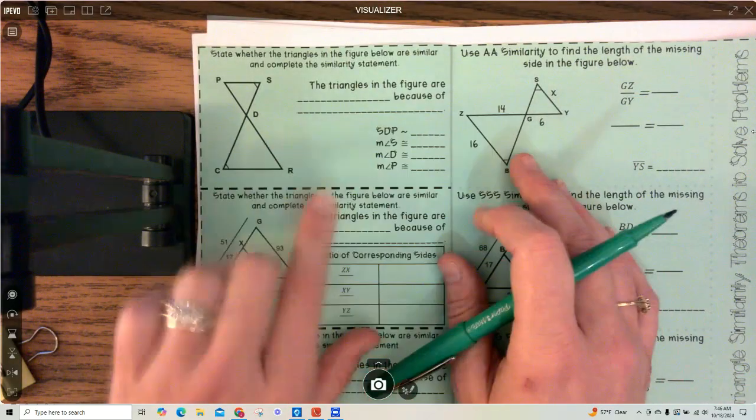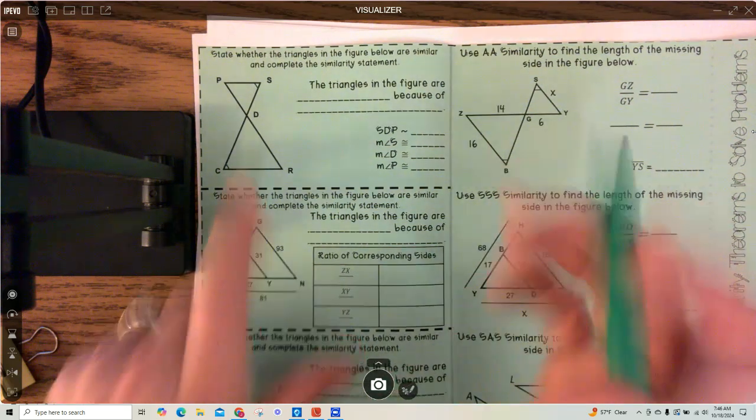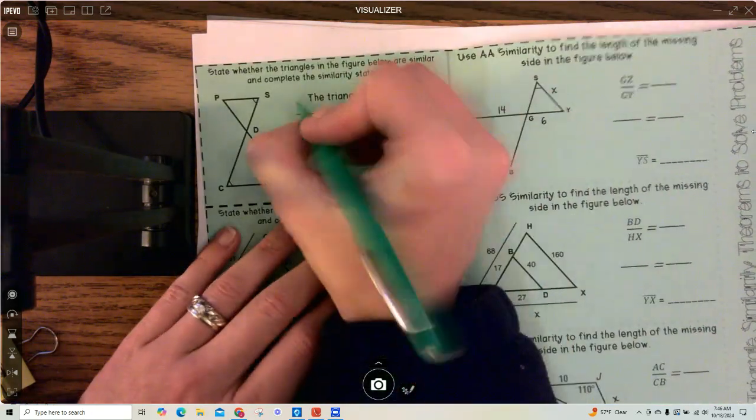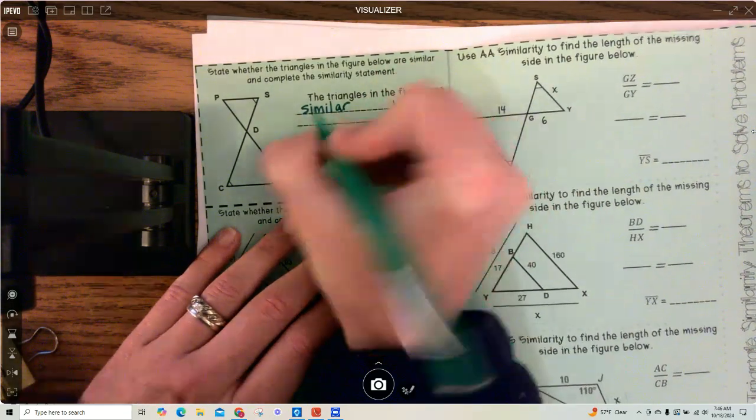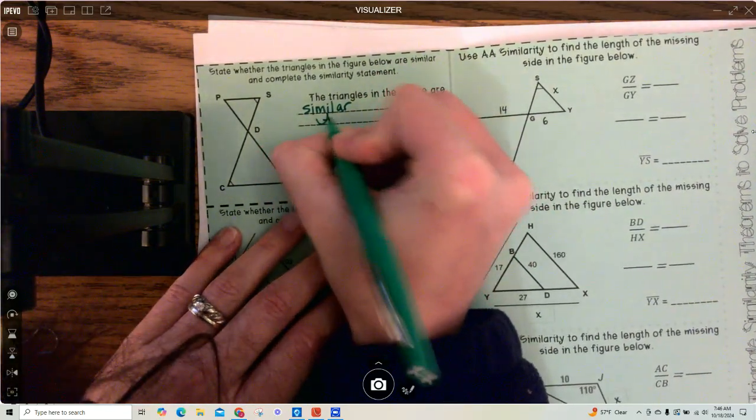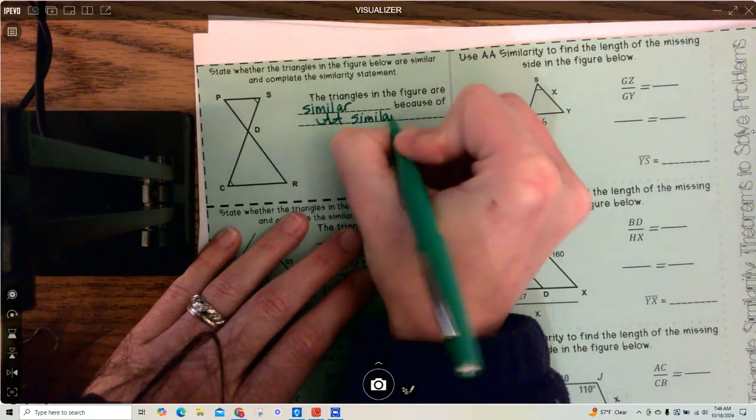Alright, so state whether the triangles in the figure below are similar and complete the similarity statement. So the triangles in the figure are similar because of AA similarity.